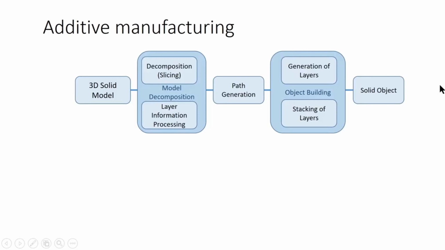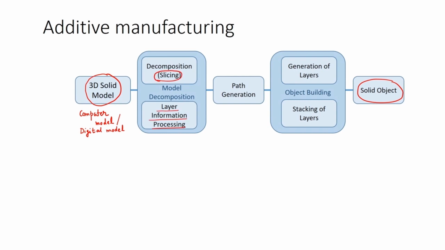The process of building up these 3D models or 3D products can be seen on your screen. To get the final product, we need to first develop its computer model, or we can call this computer model the digital model. The digital model will be decomposed or sliced into a finite number of layers.